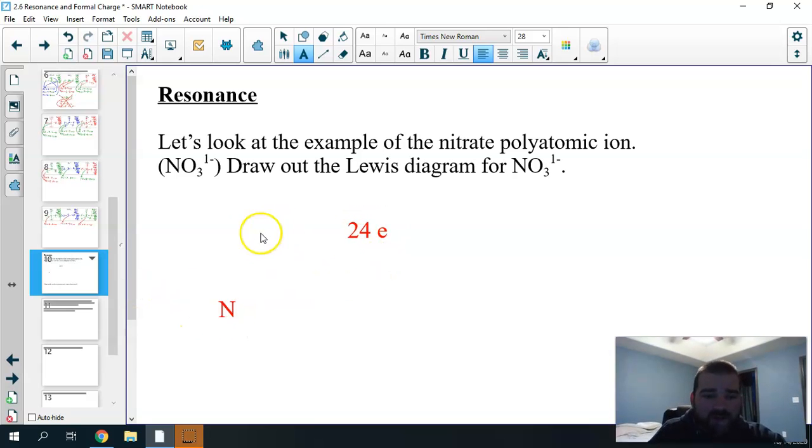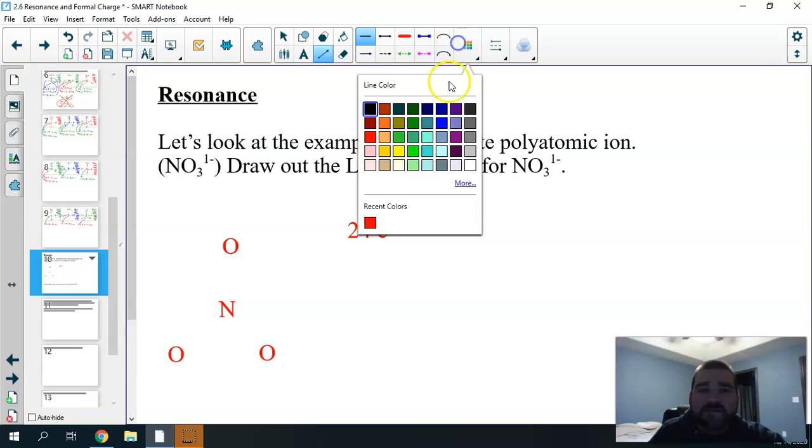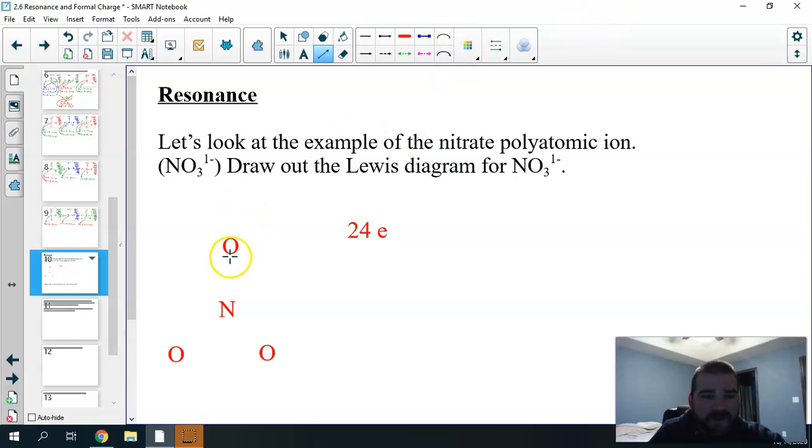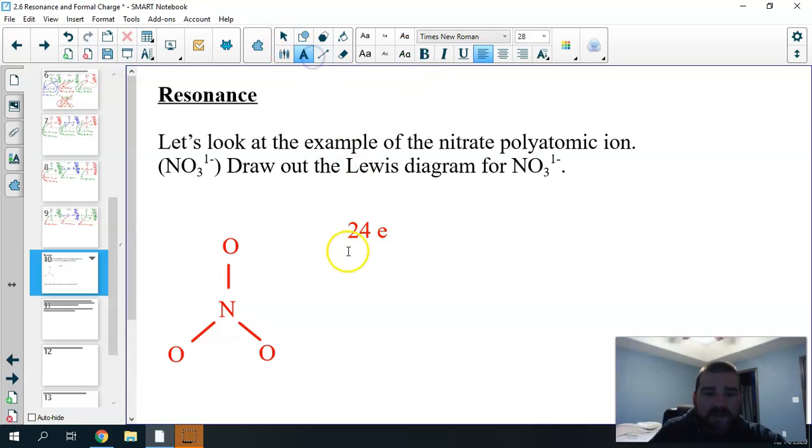I'm going to put nitrogen in the middle and surround it with 3 oxygens. These are pretty far away, but that's okay. This is way more clunky than if I were just here. We'll live. We need a bond, so I'm going to make a bond between my nitrogen and my 3 oxygens, at least one for each. What that does is subtract off 6 electrons, so I am now down to 18 to go.